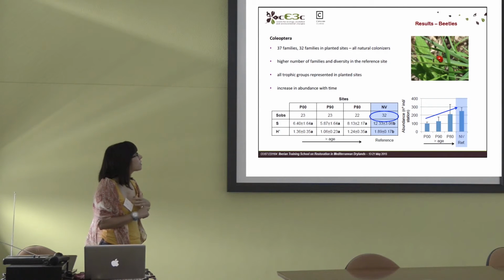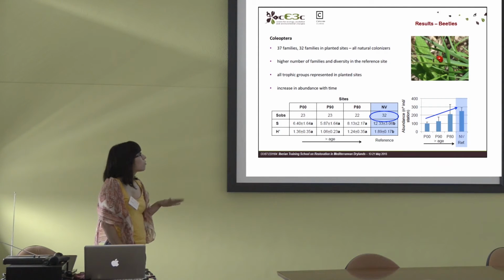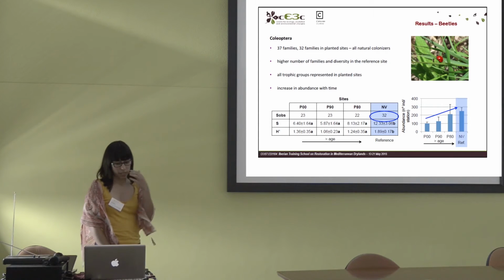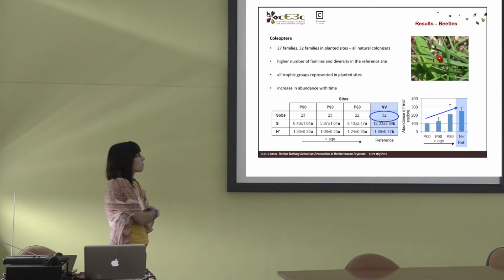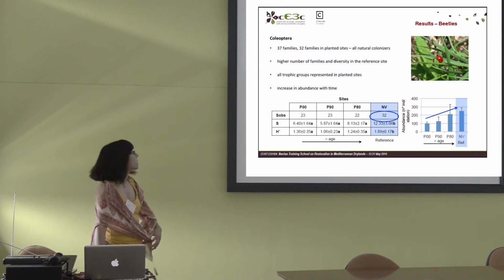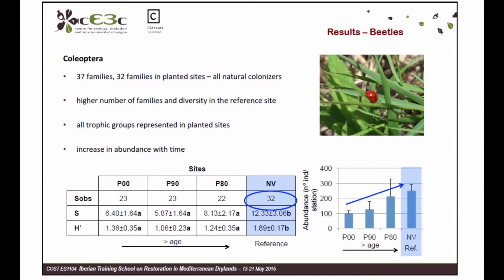We identified 37 families, from which 32 were found in the planted sites. We had a higher number of families and diversity in the reference sites, as you can see here. All trophic groups were represented. I didn't show it here, but we tried to put each family in one trophic group according to bibliography. And we saw an increase in abundance with time, as you can see.